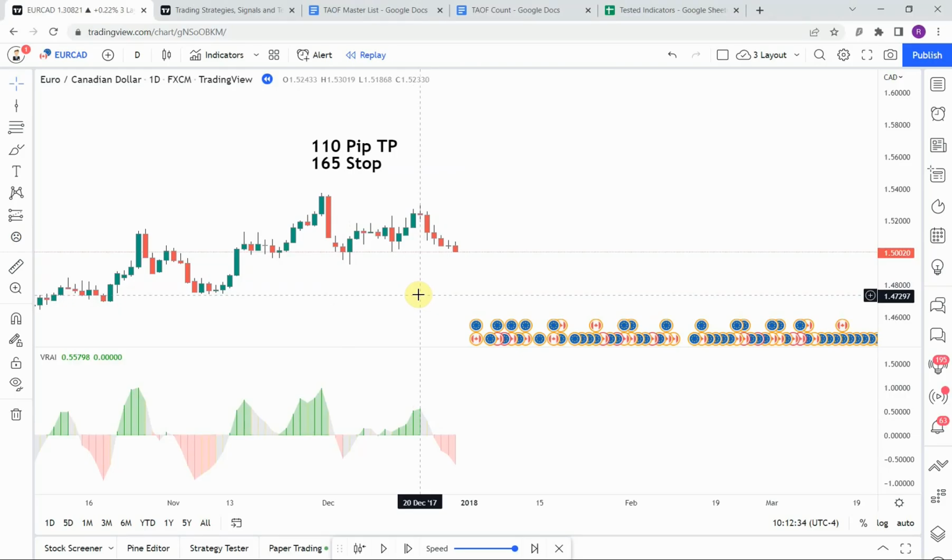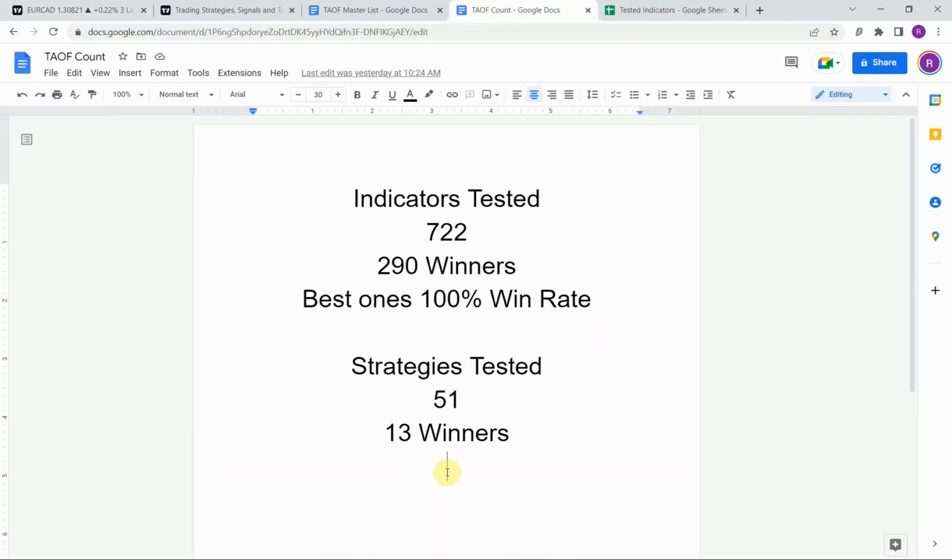Alright, as I said, today we will be testing the volume risk avoidance indicator. Before we do though, I wanted to put the testing scoreboard up for everyone to see. To date, we have tested a total of 51 different strategies, with 13 of them being profitable. We've also tested a total of 722 indicators, with 290 of them being winners. The best ones so far were able to achieve a 100% win rate. Now you need to go back and watch those videos to understand the context of how they were able to achieve that. So go back and watch those videos and see what you can get out of those winning indicators. And keep in mind that we test most of these indicators and strategies on the Forex market, but they can be applied to just about any market universally.